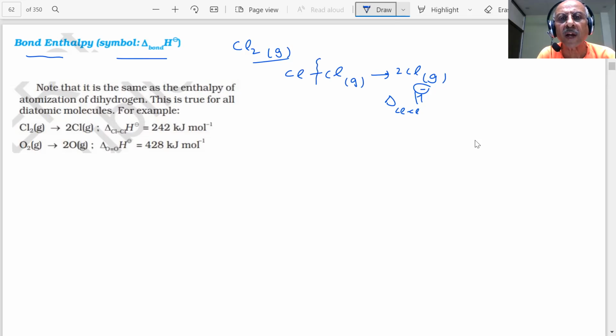And you will have to supply energy, student. You will have to supply heat to break it. Yes or no? Because there is an attractive interaction. And this comes out to be, student, plus 242 kilojoules per mole. If I take 1 mole of Cl2 and I want to break it into 2 moles of Cl atoms, I will need how much energy? 242.